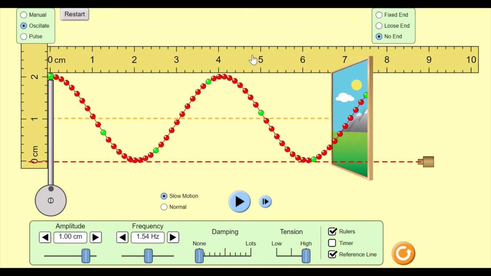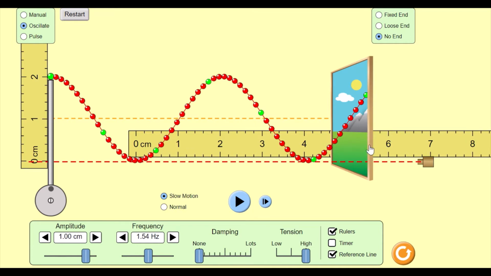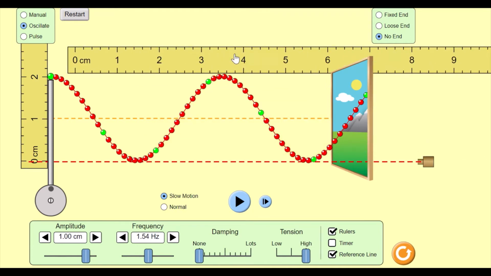What's the second way? From trough to trough, right? So let's identify. This is one trough and this is another. So I'm going to place the ruler from here, approximately from here to this bit here. Also approximately 4.1 cm. What is the third way?